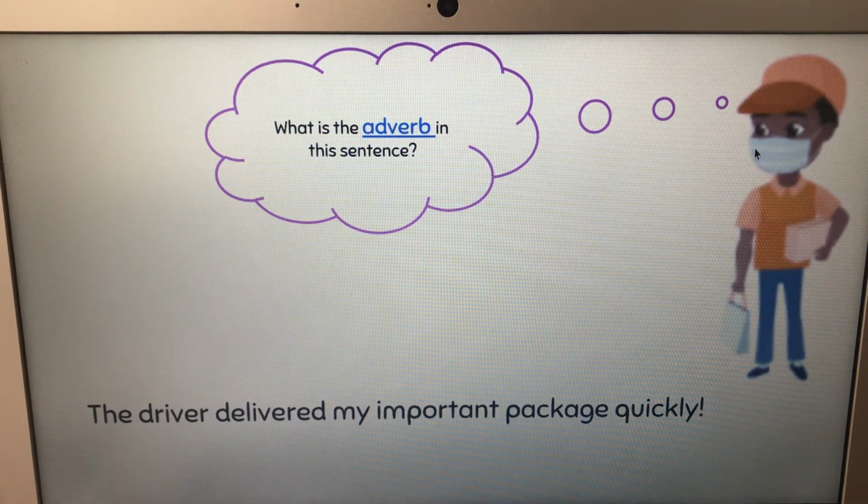What is the adverb in this sentence? You guys can do this as long as we remember our little tip when we're looking for an adverb. What does an adverb usually end in? The driver delivered my important package quickly. What is the adverb in this sentence?